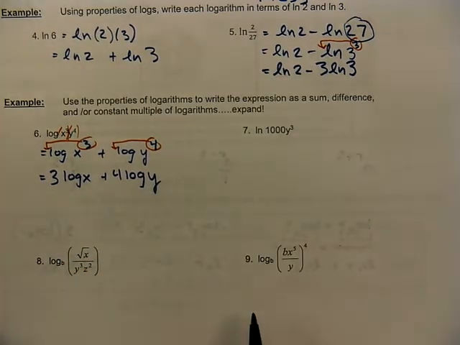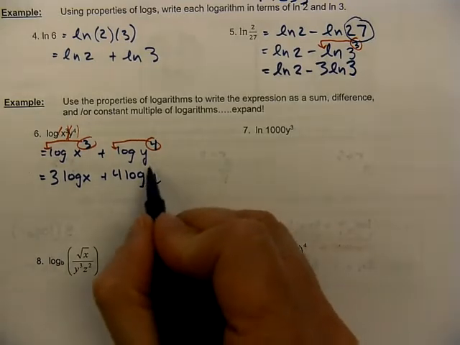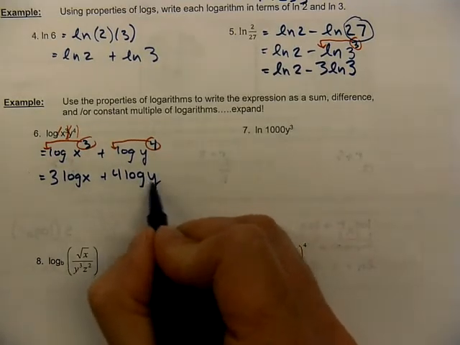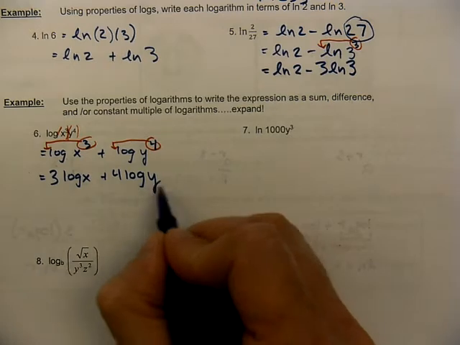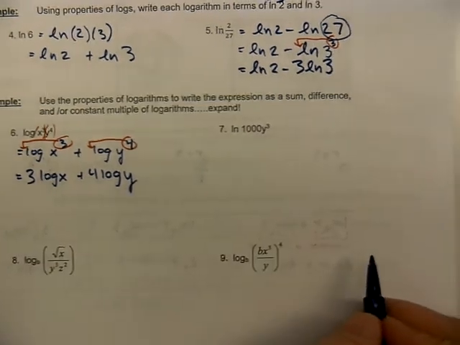Do we have any more factors? Meaning, are there any more factors inside the logarithm? No. We just have an x. We just have a y. There's no more factors, so we're done.